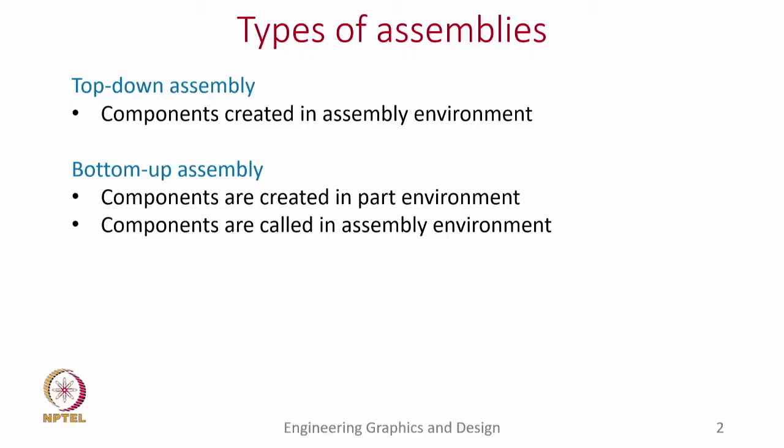So, there are two kinds of assemblies one can create using the Inventor software. One is the top down assembly, the other is the bottom up assembly. Starting with the top down assembly, Inventor has an assembly environment. In that assembly environment you can start by creating the part models and then assemble these components to create an assembly. In the second approach, which is the bottom up assembly, you create your components in the part environment, which we have already discussed in the last few weeks.